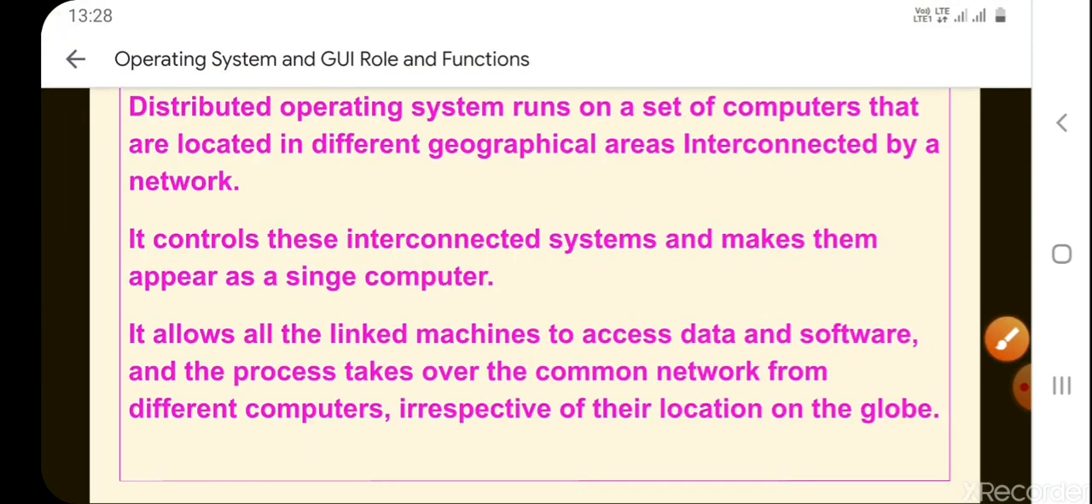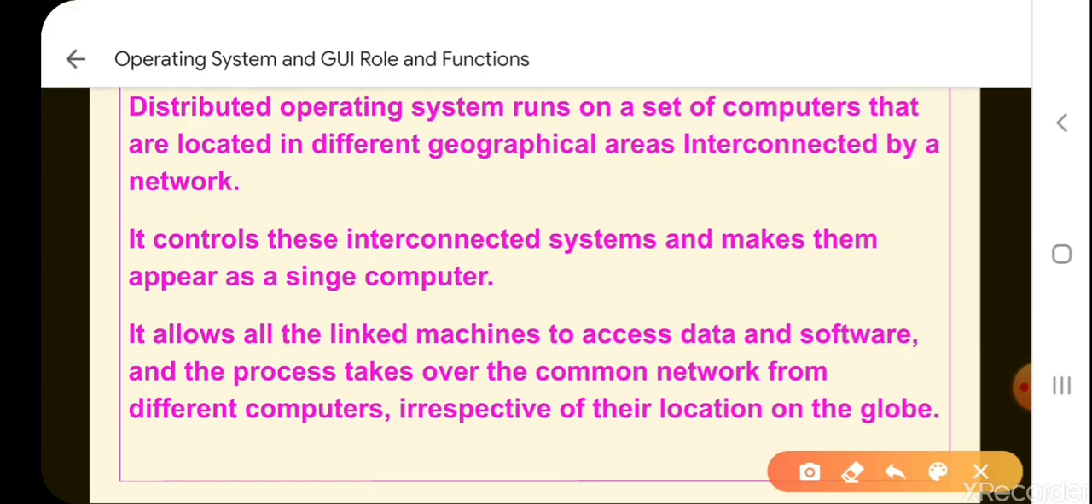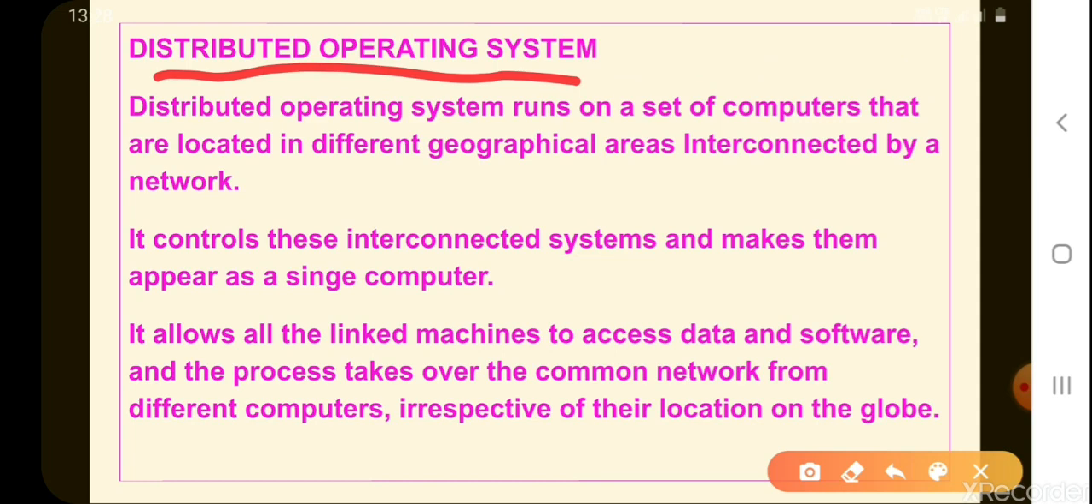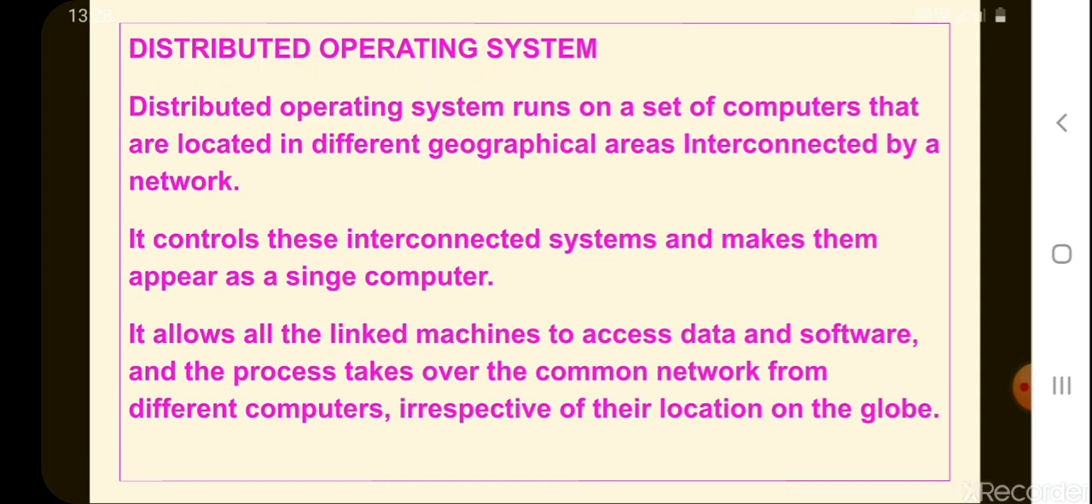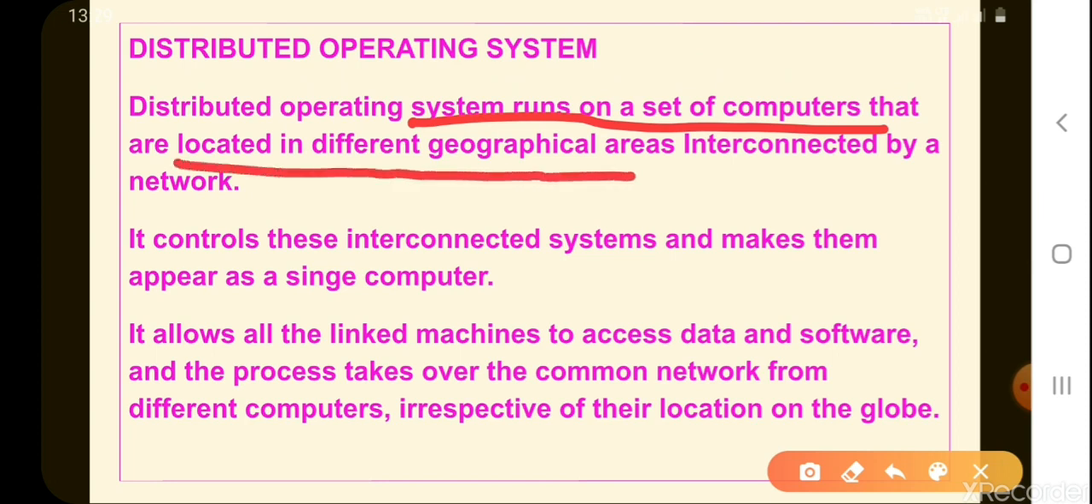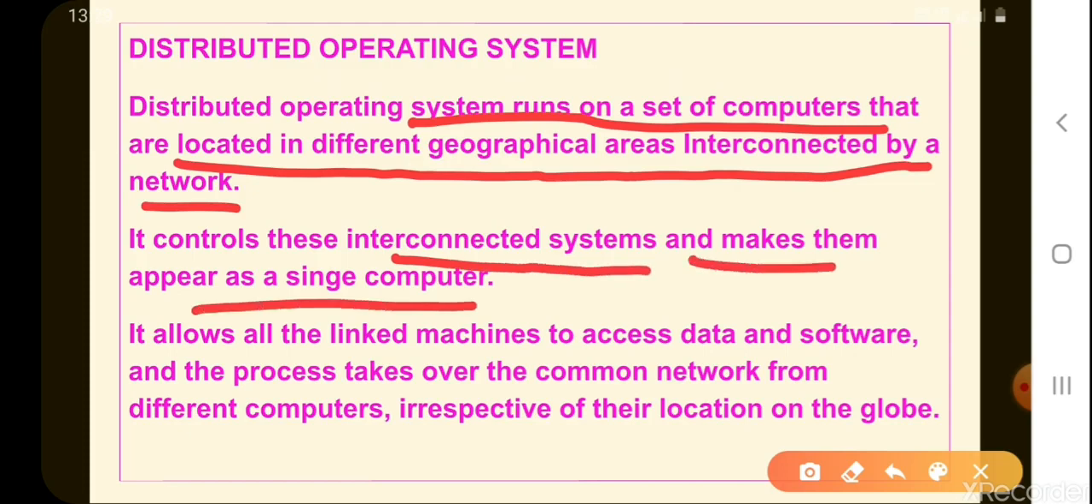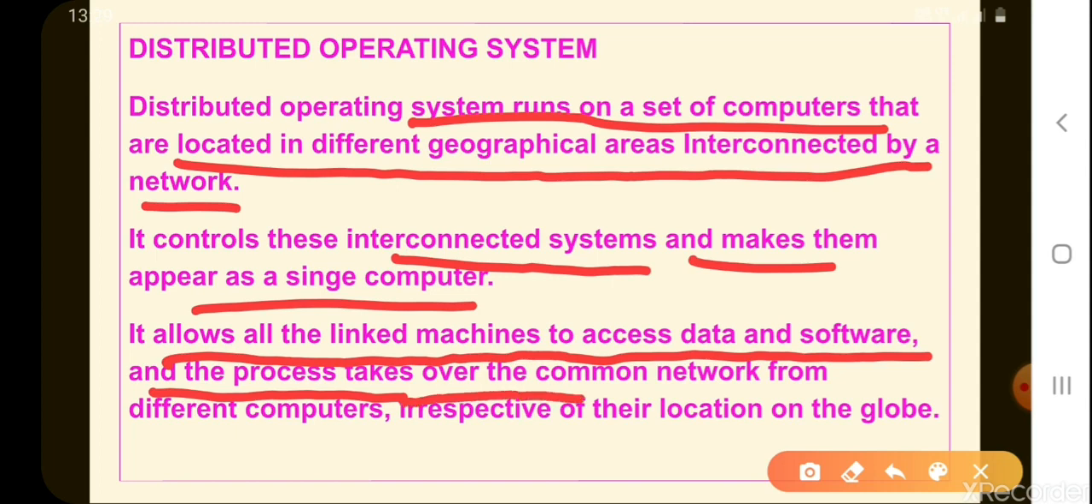The next type of operating system is the very important distributed operating system. Distributed operating systems run on a set of computers that are located in different geographical areas and are interconnected by a network. The distributed operating system controls these interconnected computers and makes them appear as a single computer. It allows all the linked machines to access the data and software, and the process takes over the common network from different computers irrespective of their locations.